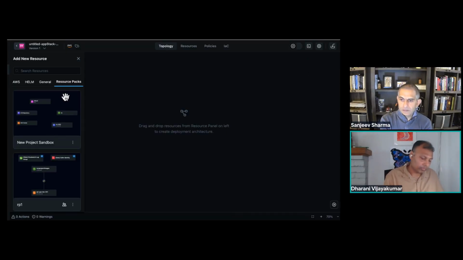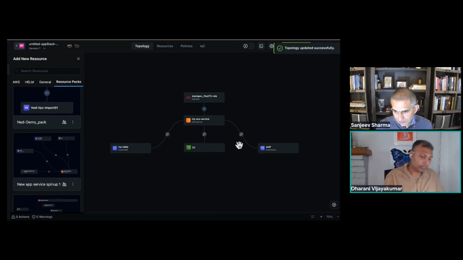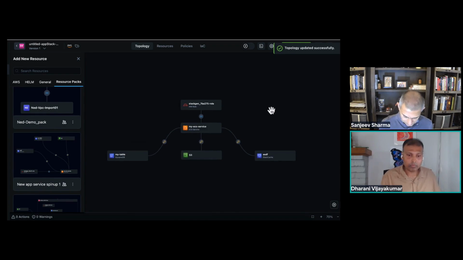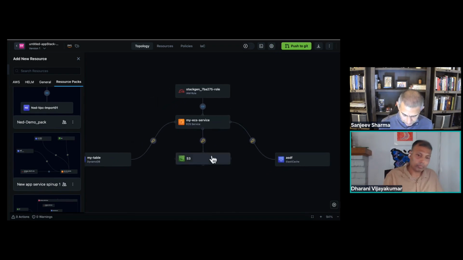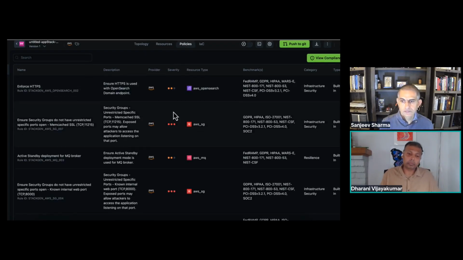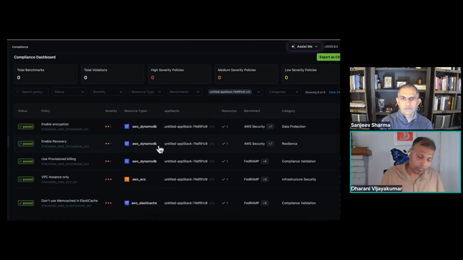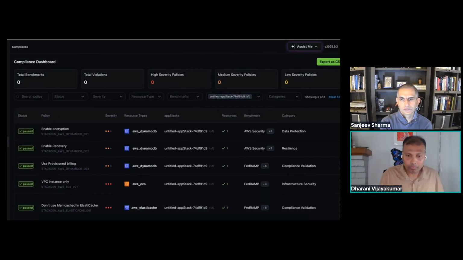Next, they create resource packs, intelligent templates that capture common architecture patterns, the knowledge of senior engineers codified and ready to use. With this foundation, creating an app stack becomes lightning fast. Every configuration follows best practices automatically. Compliance isn't an afterthought, it's built in from day one.